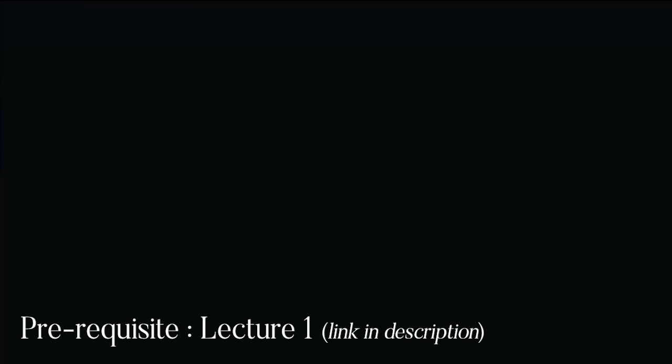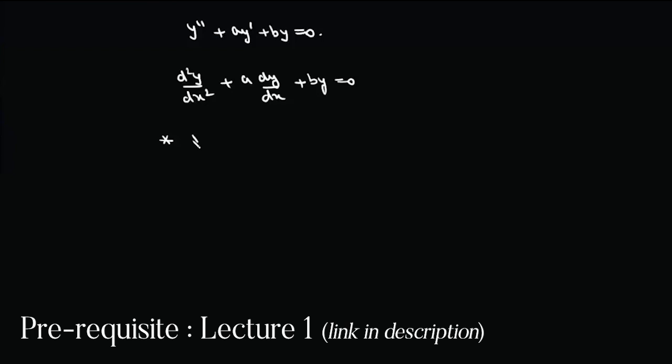Now what we know is a second order homogeneous differential equation can be expressed as y double dash plus ay dash plus by equals to 0. We can also write this as d2y upon dx square plus a dy by dx plus by equals to 0. And then there is another way using differential operator.